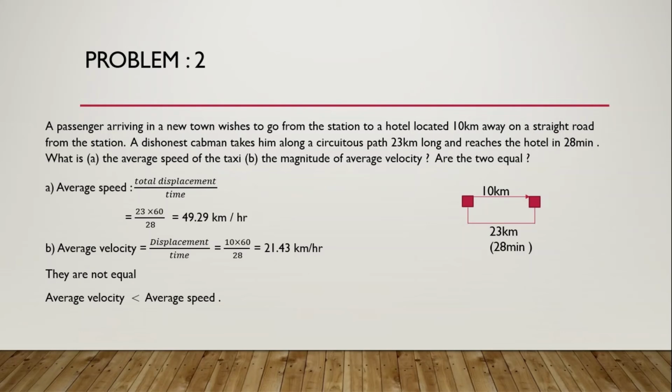Convert it into hours: multiply by 60 and divide by the time taken, which is 28 minutes. Which is equal to 49.29. Just do the mathematics. So it will become 49.29 kilometer per hour. Since we have converted into hours, right?